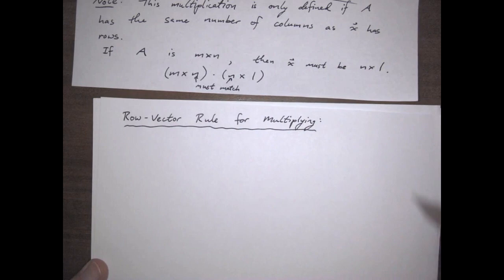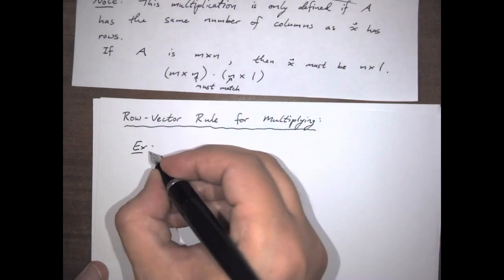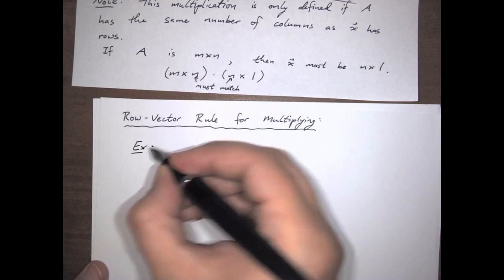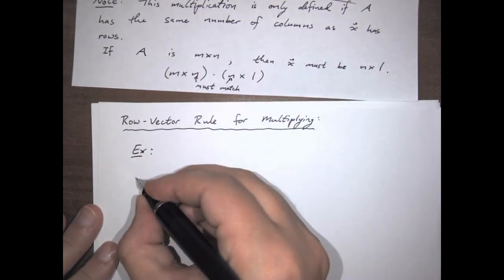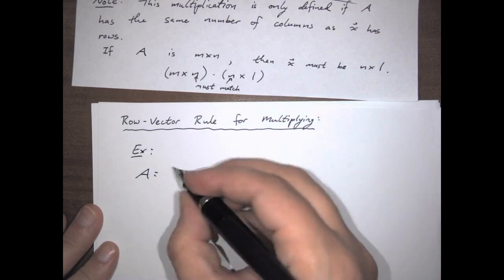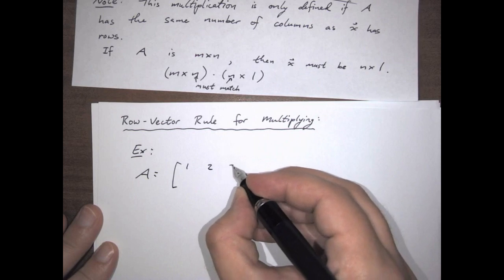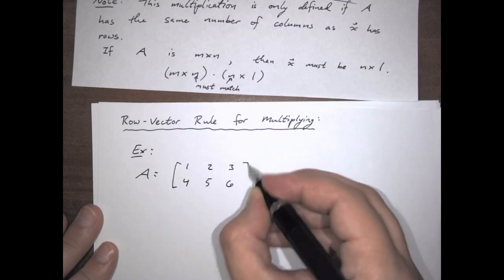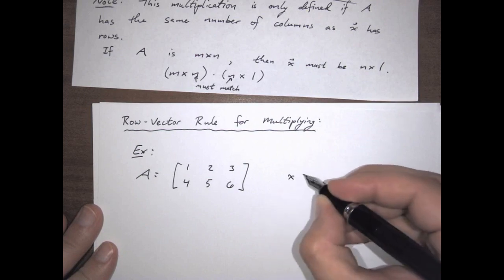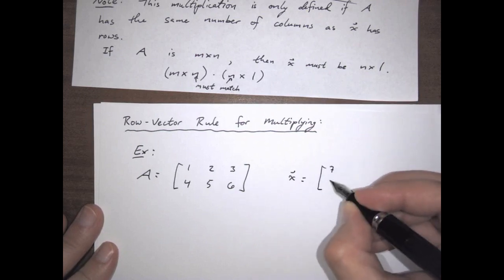And it looks like this. The easiest way to see it is with an example, and we'll use the same example as before so we can make sure it comes out the same. Let's say that A is equal to 1, 2, 3, 4, 5, 6, and X equals 7, 8, 9.